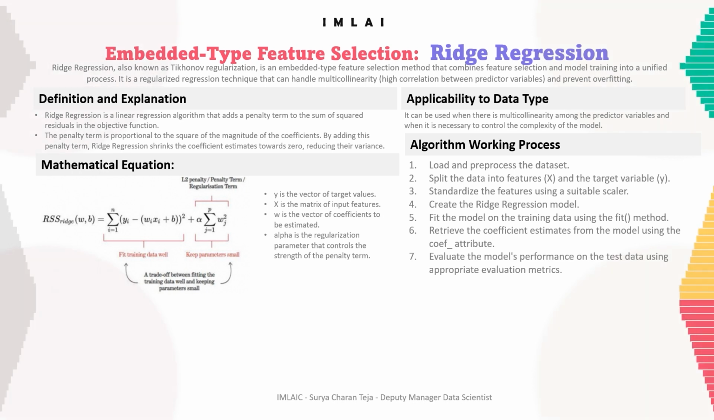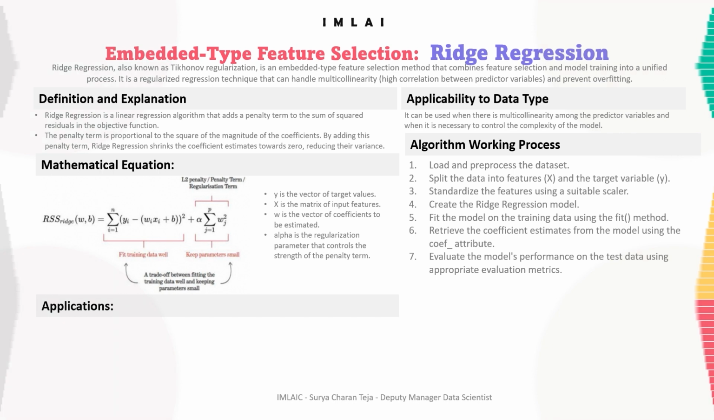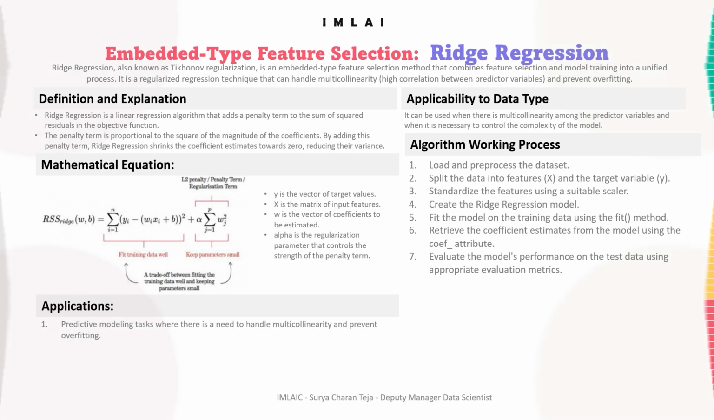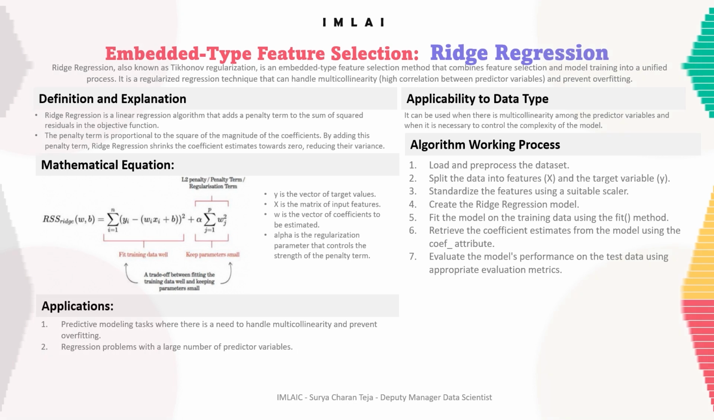Now let's move on to the applications of ridge regression. Ridge regression can be used in predictive modeling tasks where there is a need to handle multicollinearity and prevent overfitting. This is a very important aspect. Then we have regression problems with a large number of predictor variables, and the final one is financial forecasting, such as stock price prediction, where predictor variables may be highly correlated.